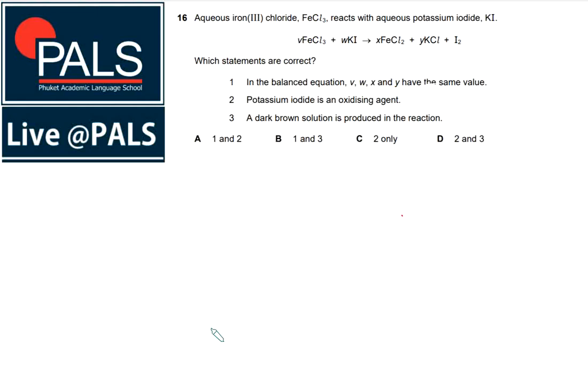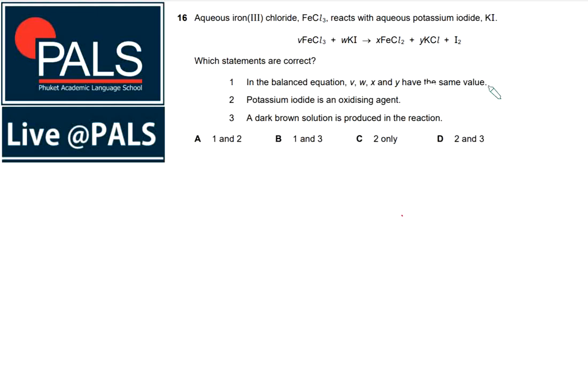Aqueous iron chloride reacts with aqueous potassium iodide. So this is the formula. Which statements are correct? 1. In the balanced equation, V, W, X, and Y have the same value. 2. Potassium iodide is an oxidizing agent. 3. A dark brown solution is produced in the reaction.